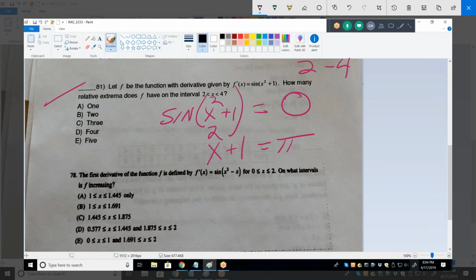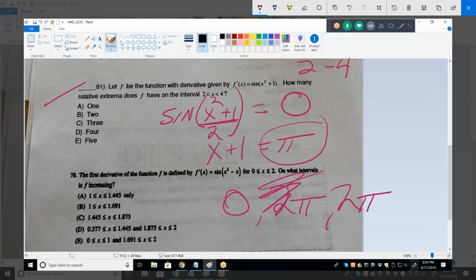If that were equal to pi, would that be one of them? Sine of pi is equal to 0. Okay, so that's one of them, and that is between 2 and 4. Right. Question is, are there more? The other place that sine is equal to 0 is at 0, but there's no way that can be 0 because x squared is always positive. Right. Another place that it's equal to 0 is at 2 pi. In other words, 0, pi, and 2 pi.